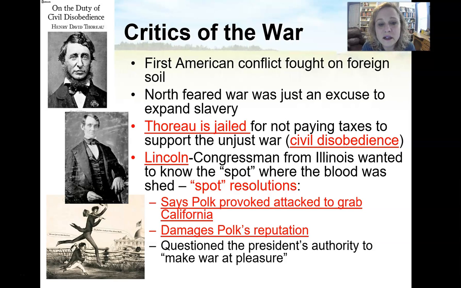Lincoln, a young politician from Illinois, starts to call out the president on this, saying that he doesn't believe that blood was really shed there. He says that it was essentially a land grab. He asked Polk to show the spot where the blood was shed, which is why they were nicknamed the Spot Resolutions. Basically he was saying Polk was making war just for pleasure. This damages Polk's reputation. This also begins to elevate a young Lincoln to national prominence.